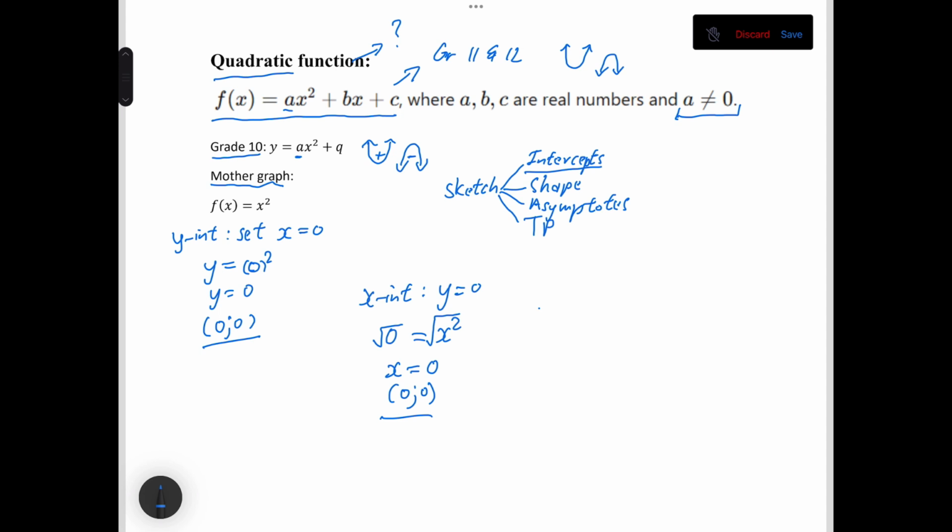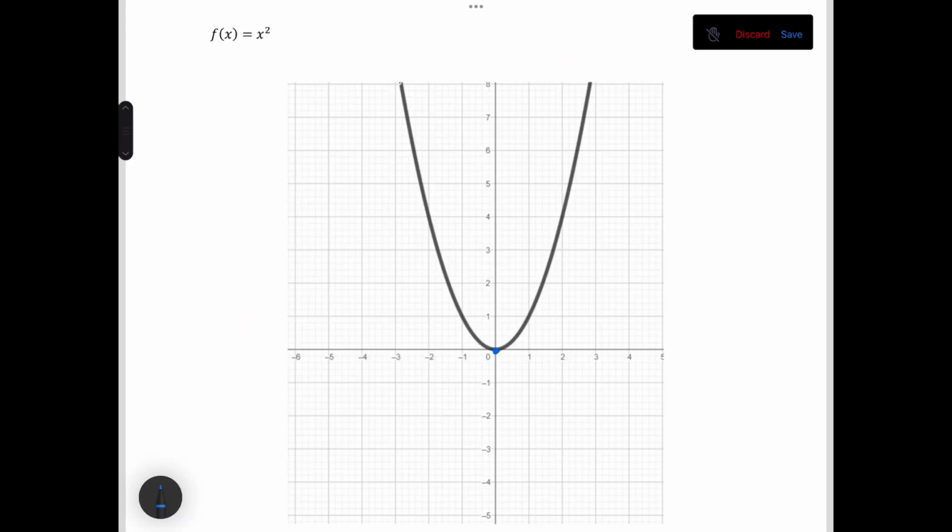Okay, so remember what your intercepts are. So when we get the graph, then we can plot it. See there, we have both points at 0 and 0, and that is our graph. This is the mother graph, the original graph, you could say. And so the graph is positive, facing upwards, concave up.